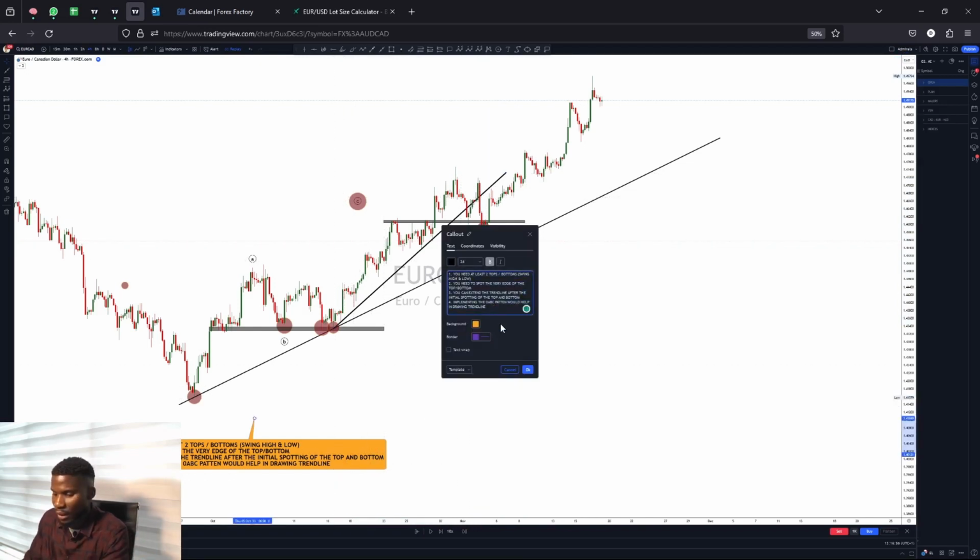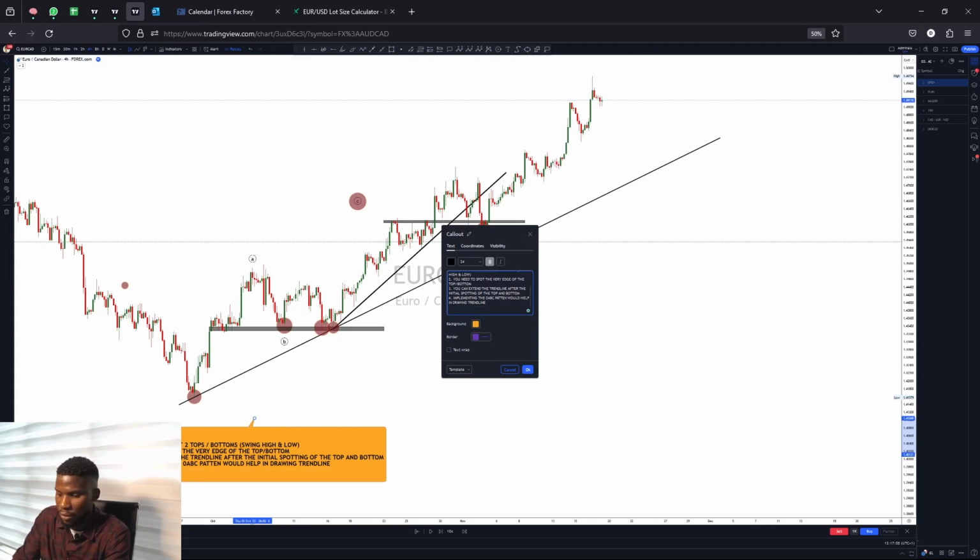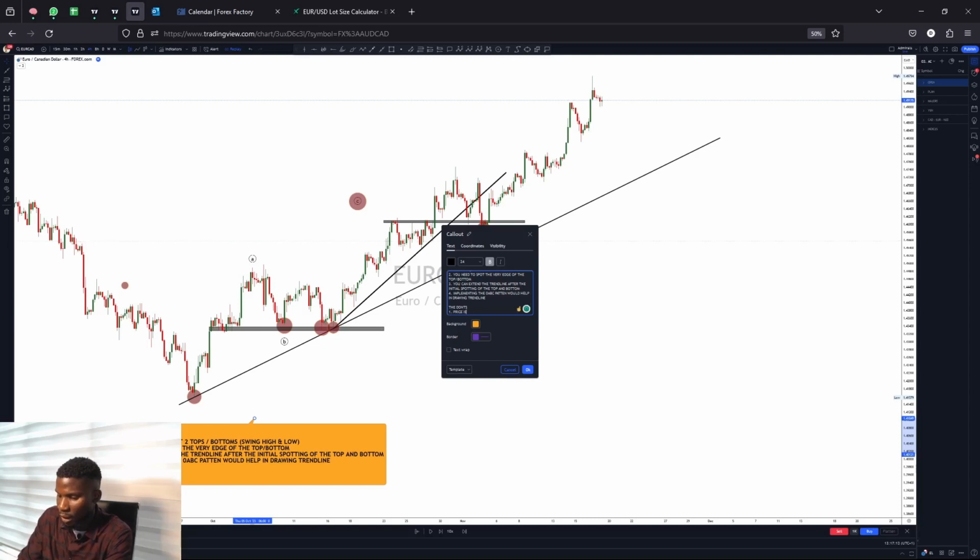Okay, so let me put it right here at the top, the do's. And now let's talk about the don'ts. The don'ts. Number one, price is not allowed to pass through your trend line.